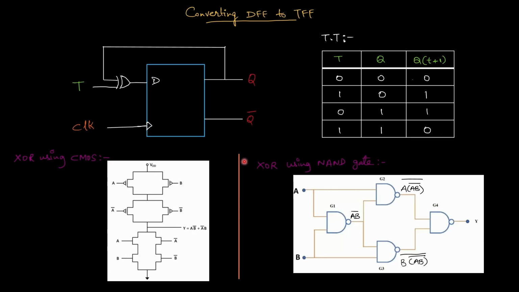Now you might wonder where this XOR comes from. We can implement it directly using CMOS transistors or even build it entirely using the NAND gate that we derived in the previous video.